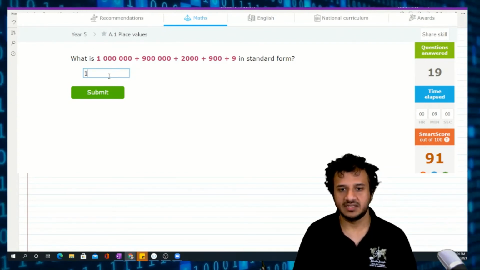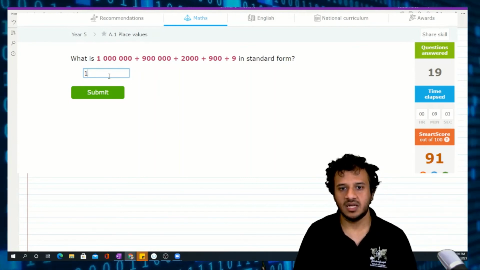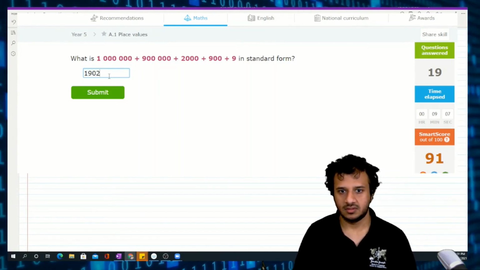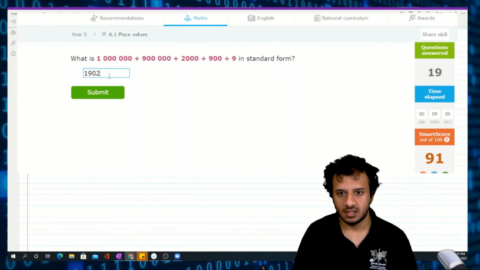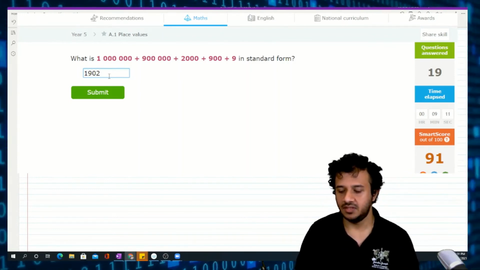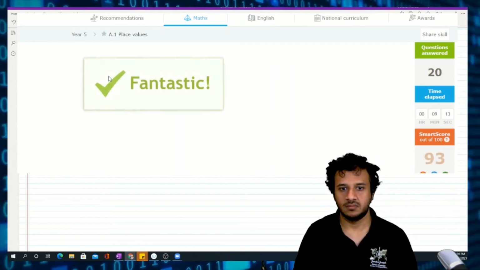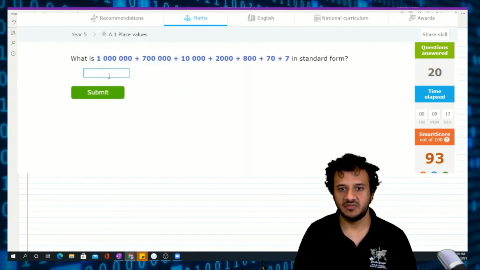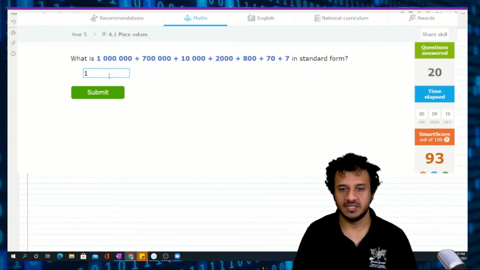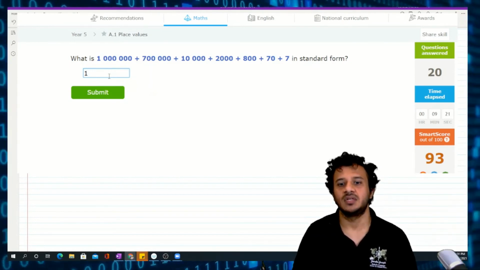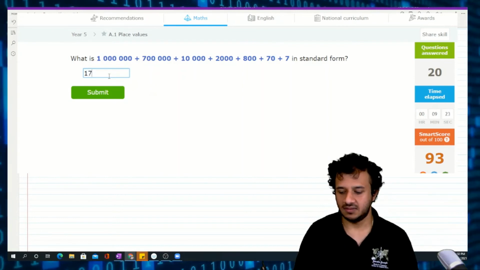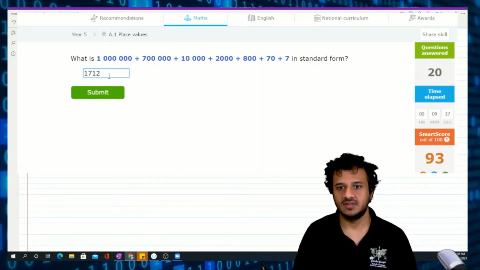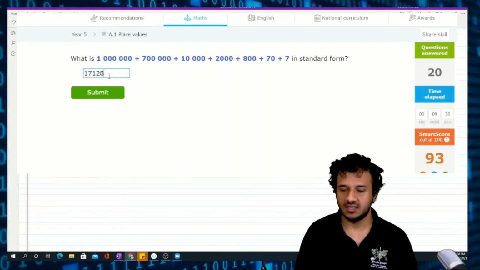So 1 million, let's write it down. 900,000 and 2,000 will be 902,000. That's the family of 1,000. And then 909. 1,700,000 will be 1 million. Million family is done. 700,000, 10,000 and 2,000 will be 712,000. 870 and a 7 will be 877.